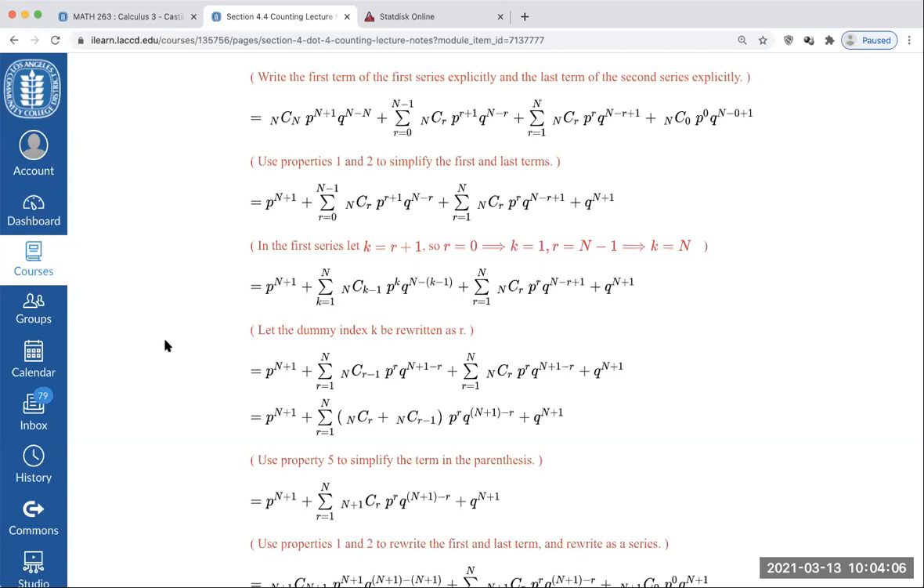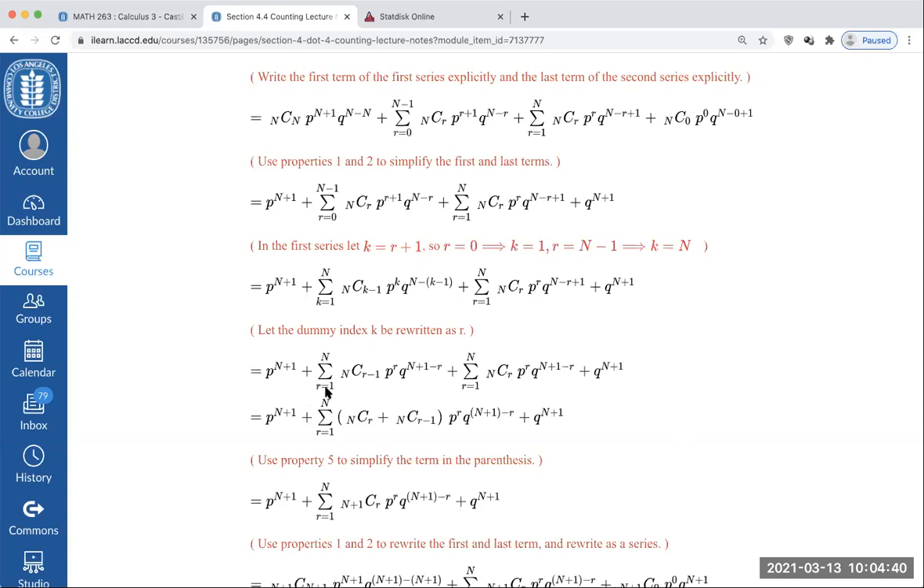Instead of K's, I'll put R's here. So the sum R equaling 1 to capital N, capital N C R minus 1, P to the R, Q to the capital N, and again, minus and minus become a plus, so capital N plus 1 minus R. And now I rewrite the first term and the last term, P to the capital N plus 1, Q to the capital N plus 1.